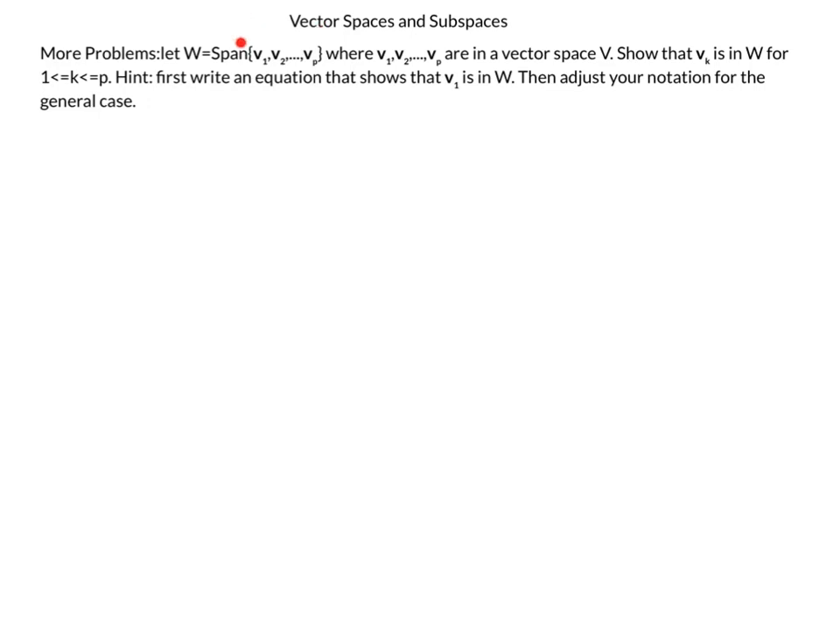So let W equal the span of p vectors, where these p vectors are in a vector space V. Show that some vector vk, with k between 1 and p, is in W. And the hint is first write an equation that shows v1 is in W, then adjust your notation for the general case. And I have to tell you, I went straight for the general case, but you can do it this way if you'd like.